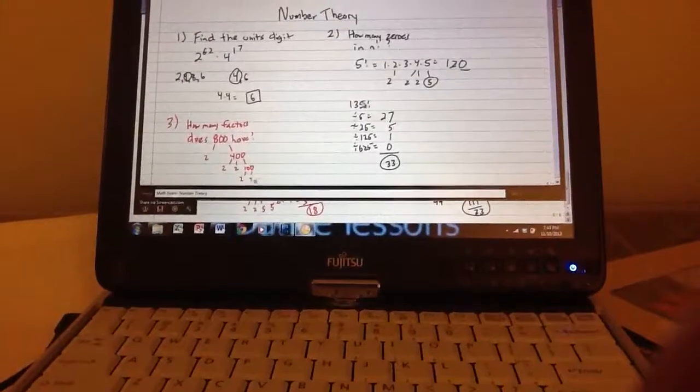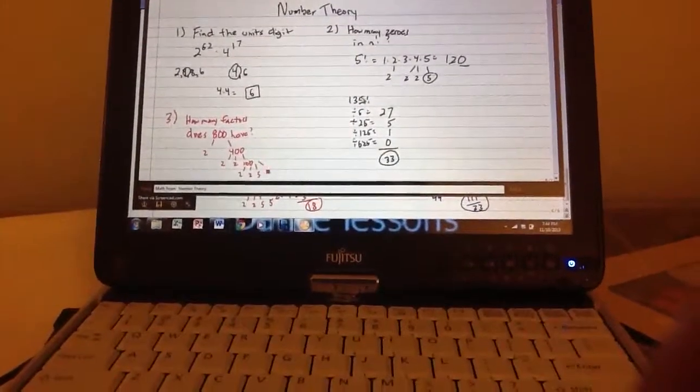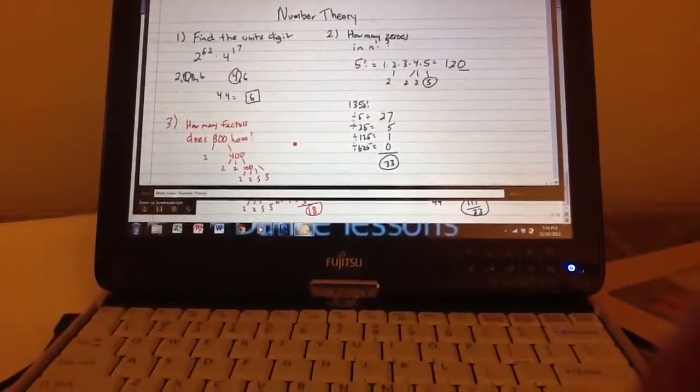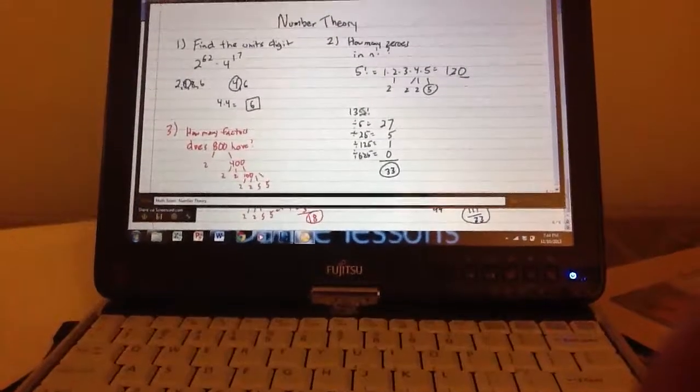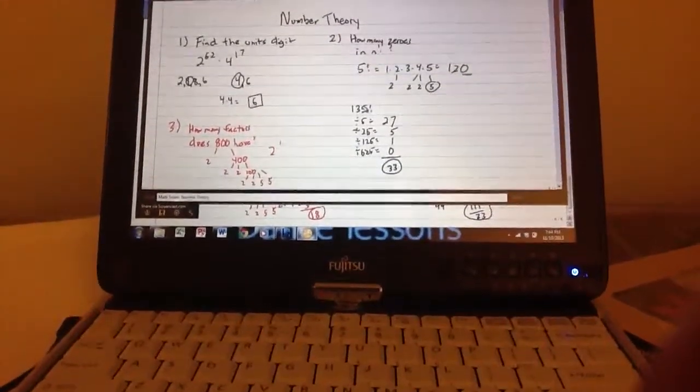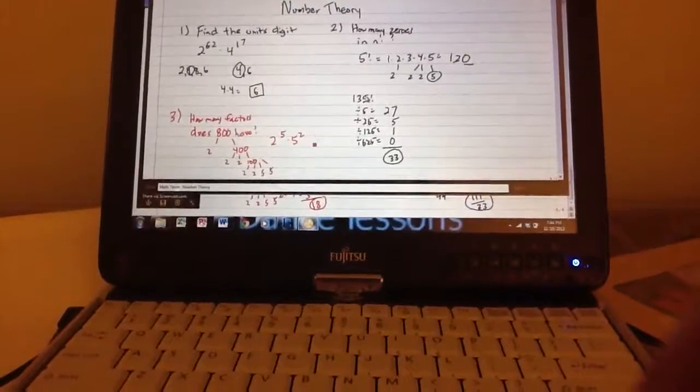And you might know that 100 is 2 times 2 times 5 times 5. It's 10 times 10. And so 800's prime factorization is simply this. Knowing that will help us.